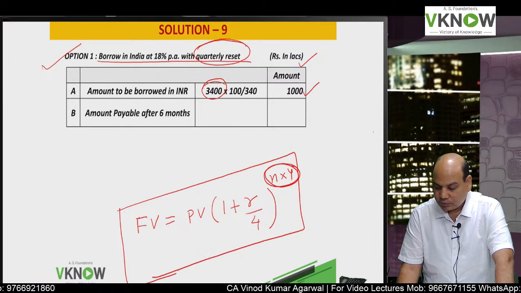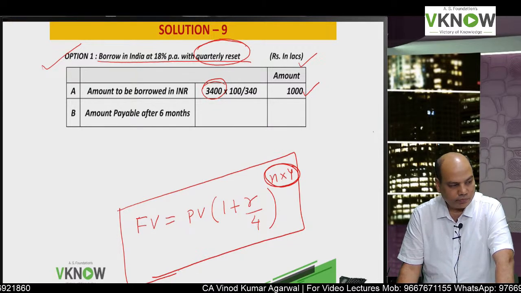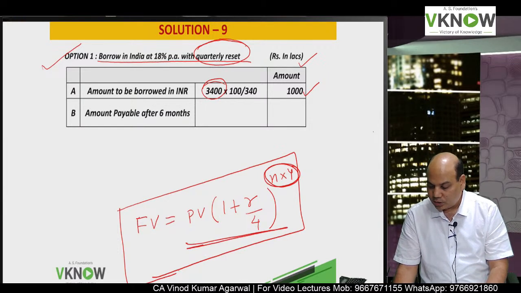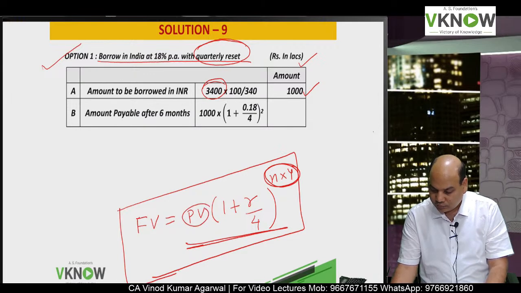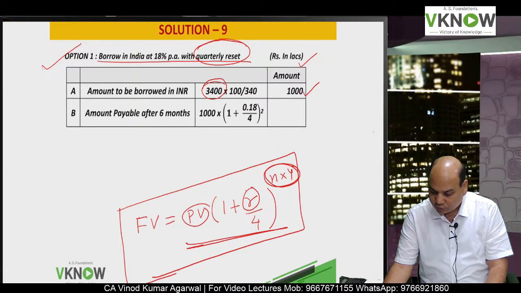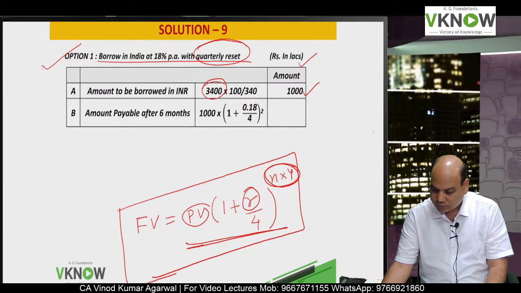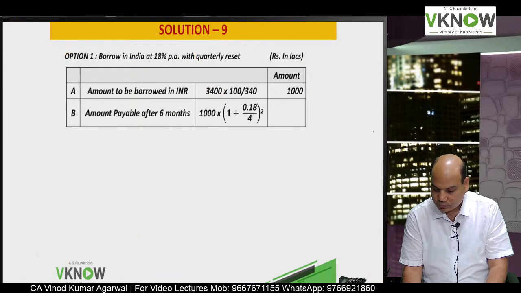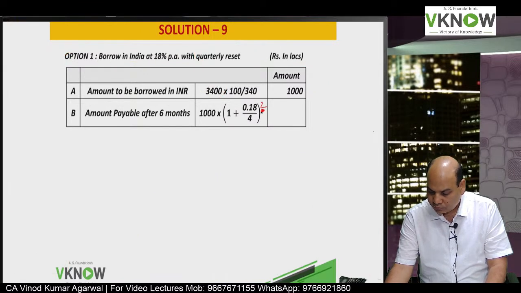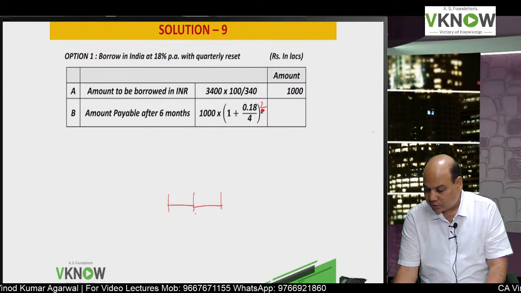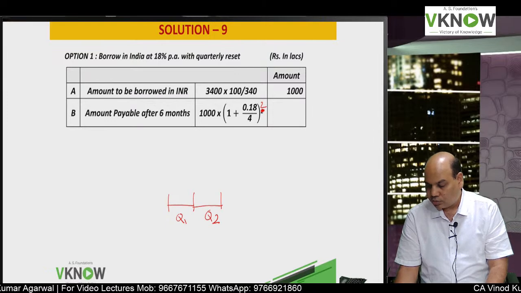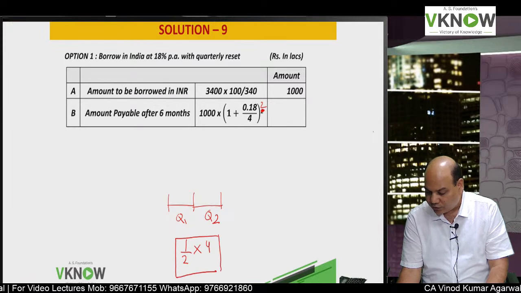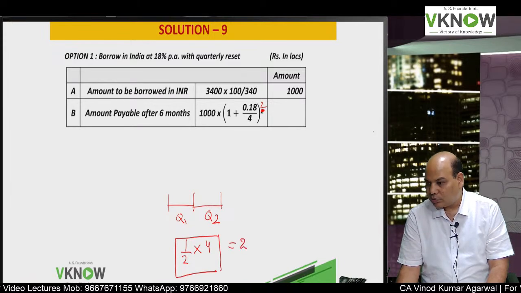Now write down B. Amount payable after 6 months. Using this formula we will get 1000 into (1 plus R, the rate of interest 18% divided by 4), to the power N, where N will be 2 quarters. Why power 2? Because 6 months means quarter 1 and quarter 2. Or you can take half year into 4. If I apply the formula strictly, then also it will come to 2.